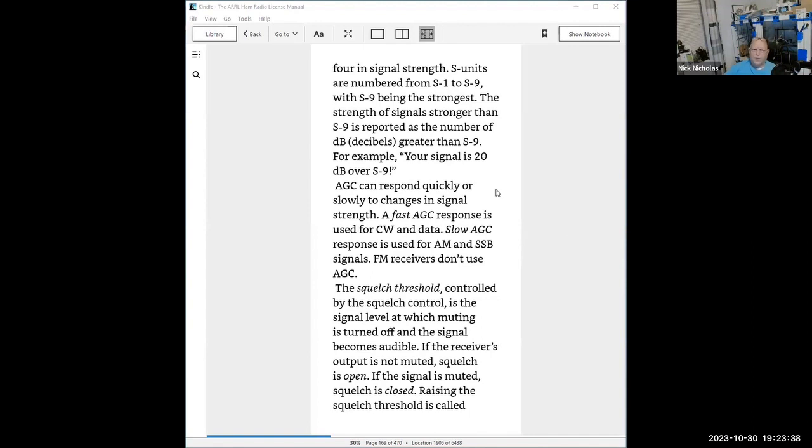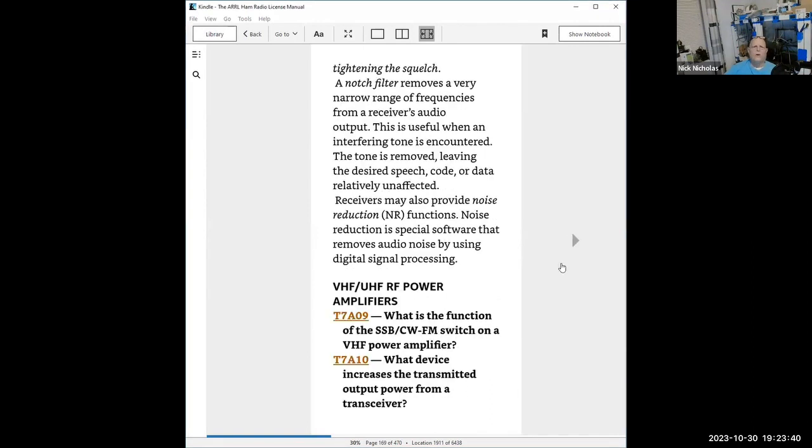Okay, so I've covered what a squelch is. I've covered... if you read the rest, it gives you a little detailed text about tightening a squelch.